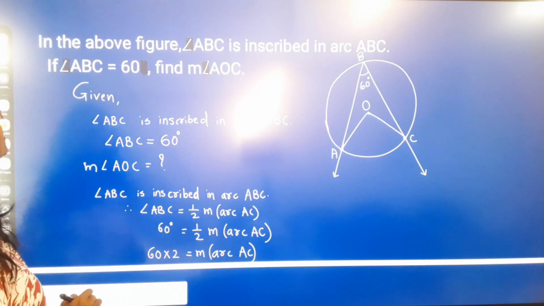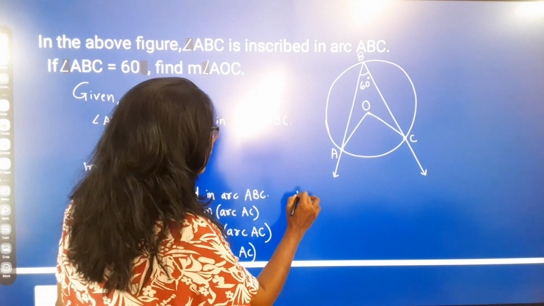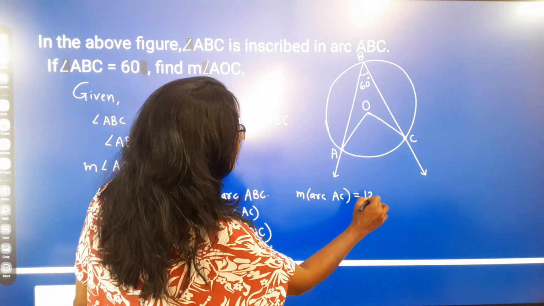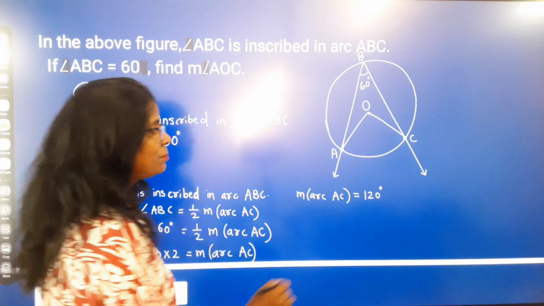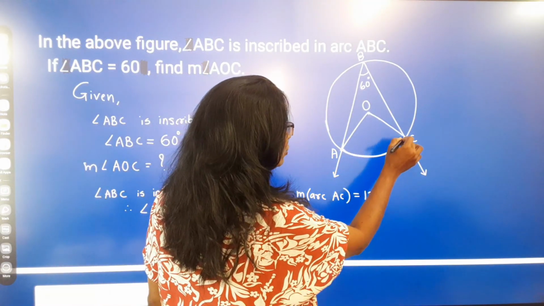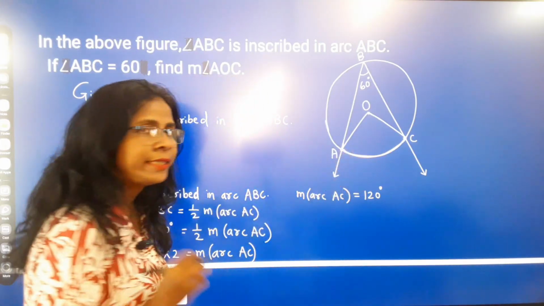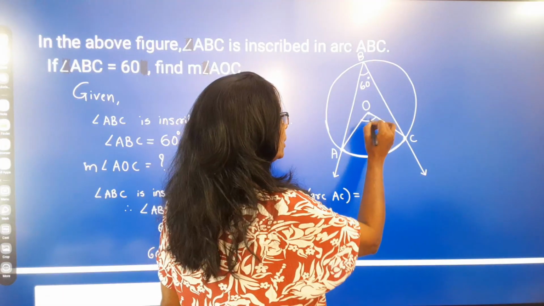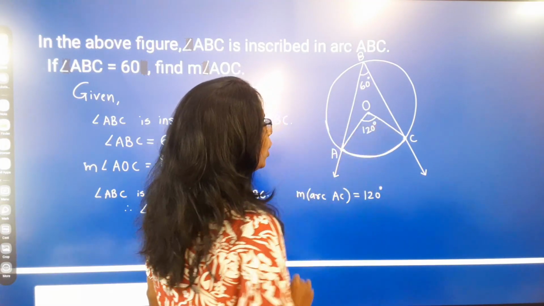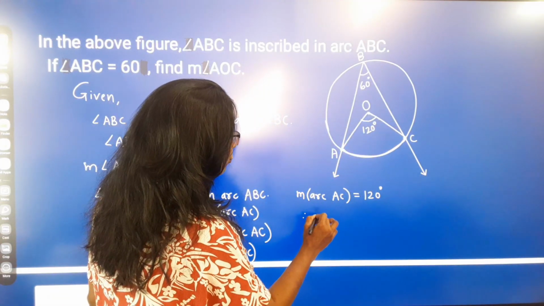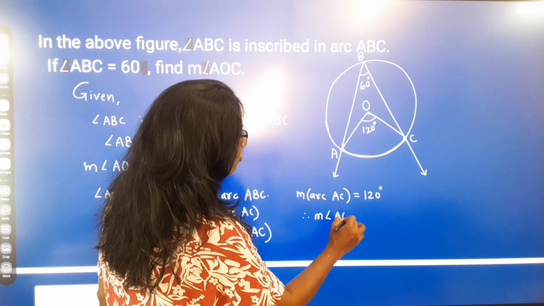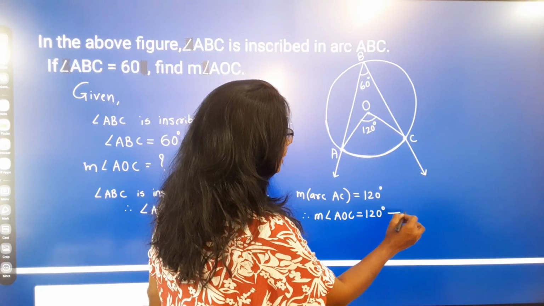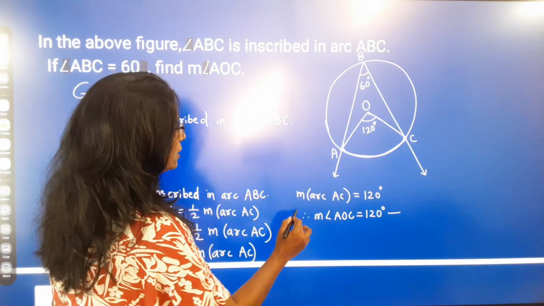Now here, students, that is the major arc AC is equal to 120 degree. That means, students, the central angle is also equal to 120 degree. Okay. So now here, therefore, major angle AOC is equal to 120 degree. Okay, students, this way.